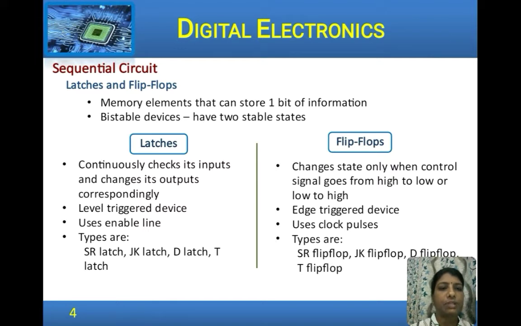Let us look at the difference between latches and flip-flops. A latch continuously checks its inputs and the output changes correspondingly, whereas in a flip-flop, even if the inputs change, the output changes only when the control signal goes from low to high or high to low. Latches use enable lines and are level triggered devices, whereas flip-flops can be considered to be latches plus clocks. So, they use clocks and are edge triggered devices. The output changes only when the clock pulse goes from positive to negative or negative to positive.